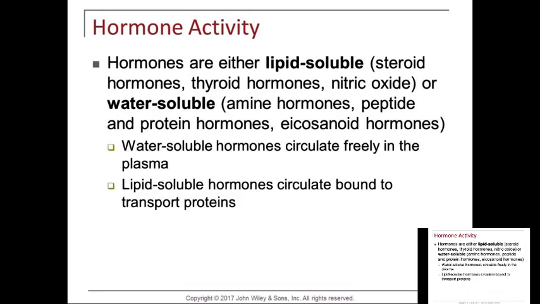Now, hormones can be lipid soluble or non-lipid soluble, or fat soluble and water soluble. The fat soluble are steroid hormones, thyroid hormones, and nitric oxide. And the water solubles are amine hormones, peptides, protein hormones, and eicosanoid hormones. Water soluble hormones circulate freely in the plasma, and lipid soluble hormones circulate bound to transport proteins.